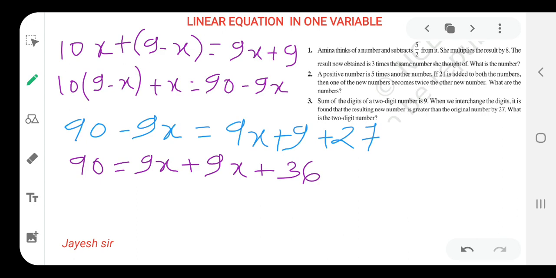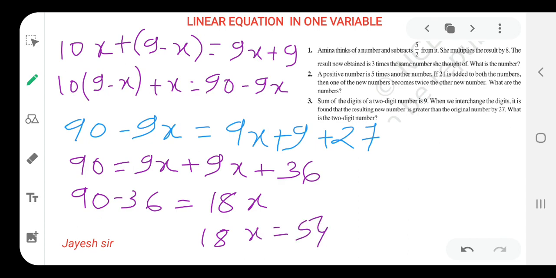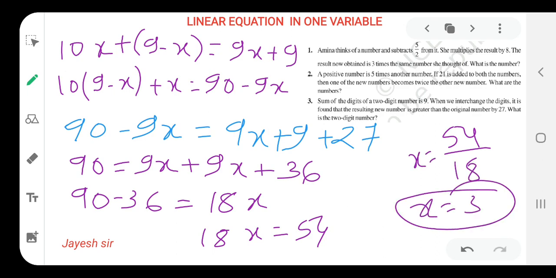Now the x term should be on one side, so 36 after going that side will become minus 36, and 9x plus 9x will become 18x. So 18x equals 54, as 90 minus 36 results in 54. As per the transposition theorem, after going that side, multiplication will become division. I won't tell you that now, as we have done this many times. So 54 divided by 18 would be the value for x. So the value for x we have got is 3.